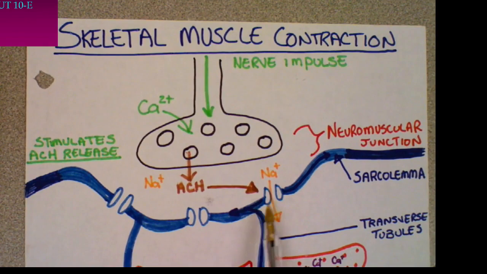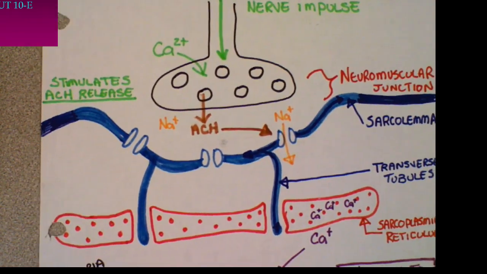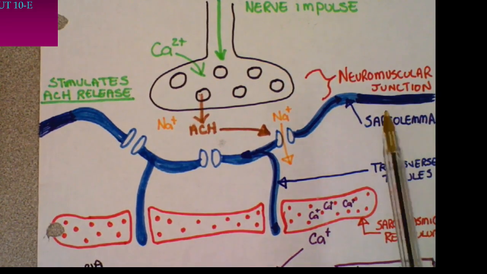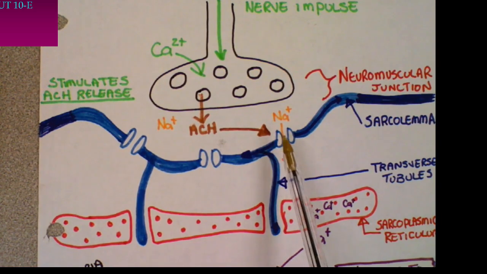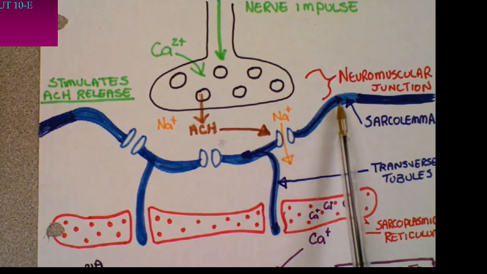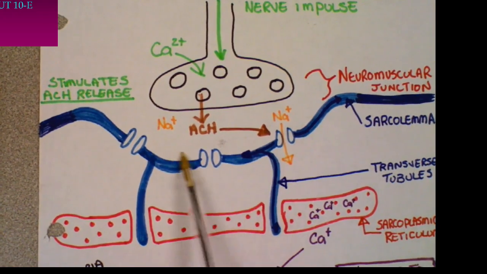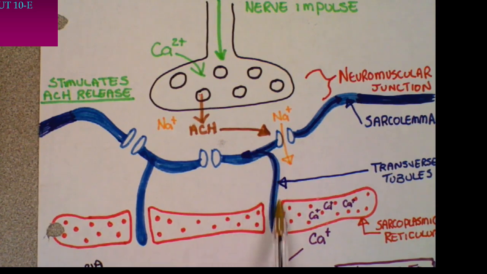Once in the muscle, it spreads through the sarcolemma. So remember, the sarcolemma is just the plasma membrane. It's got a fancy name, but it's just a plasma membrane of the muscle. The reason why it has a different name is because it conducts this electricity. So the sarcolemma is going to spread this action potential through the muscle. Now remember, the muscle has these tubes called transverse tubules. So the plasma membrane has these invaginations that carry the action potentials deep into the cell.